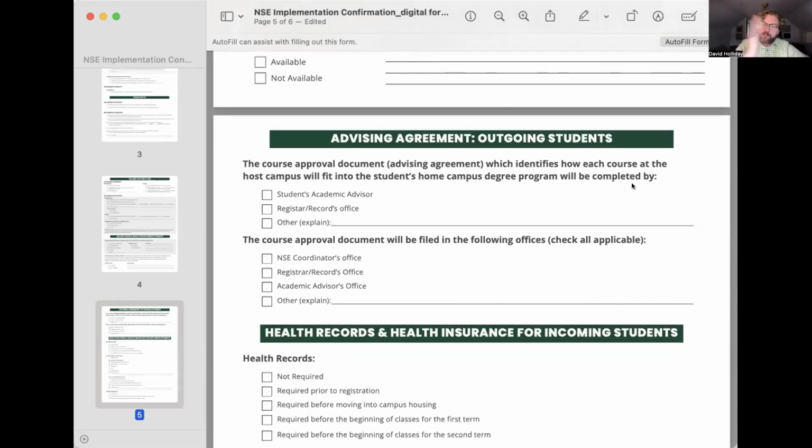Advising agreement. I did the webinar last month on developing advising agreements for your students. This is critical, of course. There should be an advising agreement in place that identifies the courses they plan to take and identifies how those courses will fit into the student's home campus degree program. Whether that form or process is completed by their academic advisor or the registrar, maybe other people involved as well, document that. And then also document where that should go.